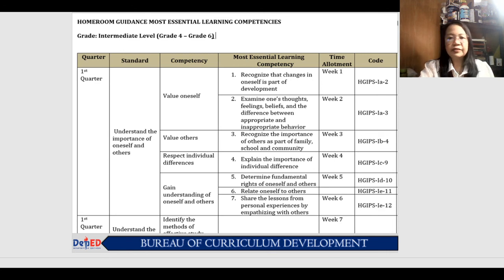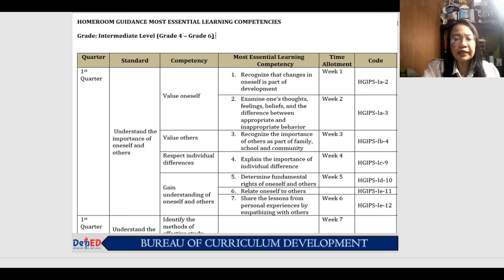So now let's take a look at that. For example, the competency for valuing oneself, the most essential learning competency is recognize that changes in oneself is a part of development. Examine one's thoughts, feelings, beliefs, and the difference between appropriate and inappropriate behavior. Recognize the importance of others as part of family, school, and community on valuing others.